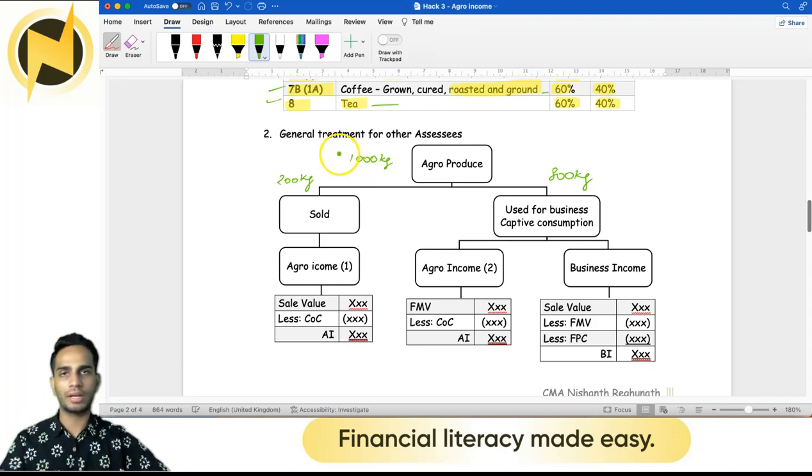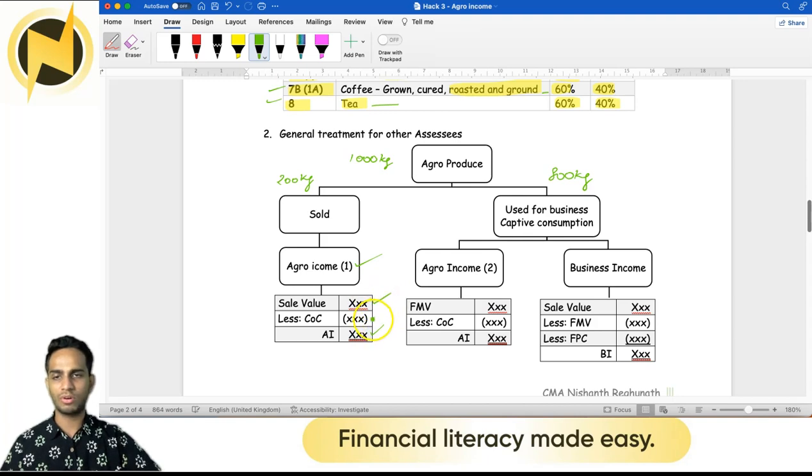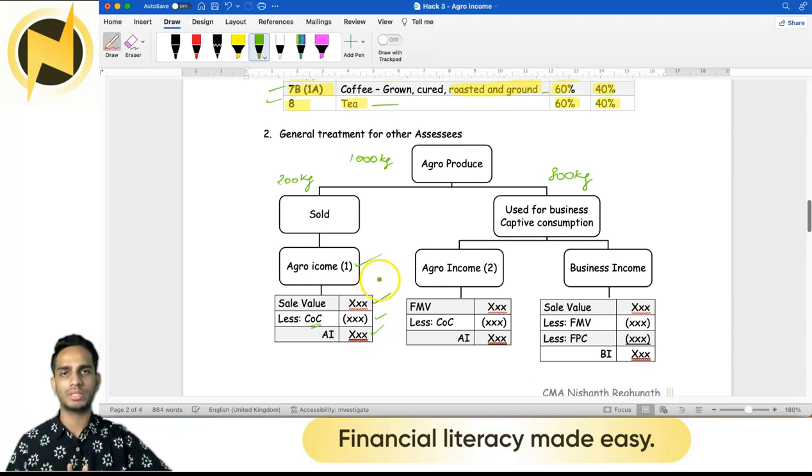So they're selling off their agricultural produce. Sale of agricultural produce, section 10(1), agricultural income, correct? So it's fully agricultural income. Take the sale value and reduce whatever cost they incurred for cultivation. COC stands for cost of cultivation. Say per kg cost of cultivation was 1 rupee, so for 200 kg, 200 rupees. Whatever it is, just reduce it and find your agricultural income.